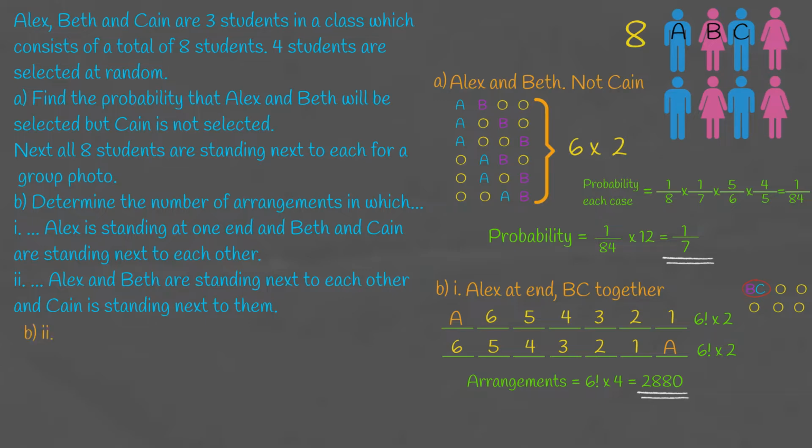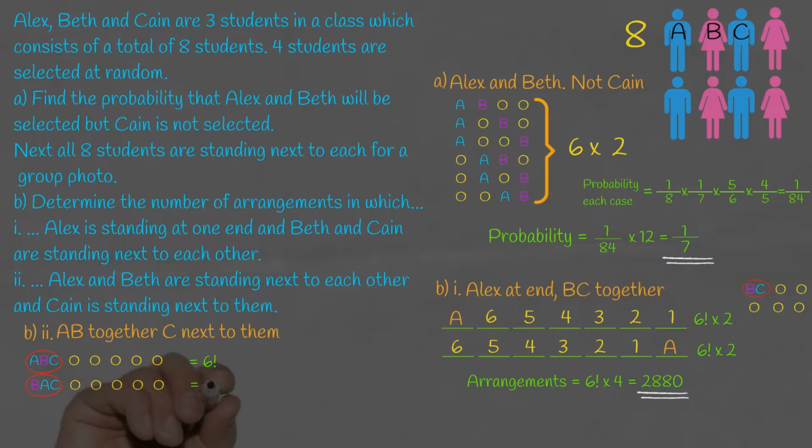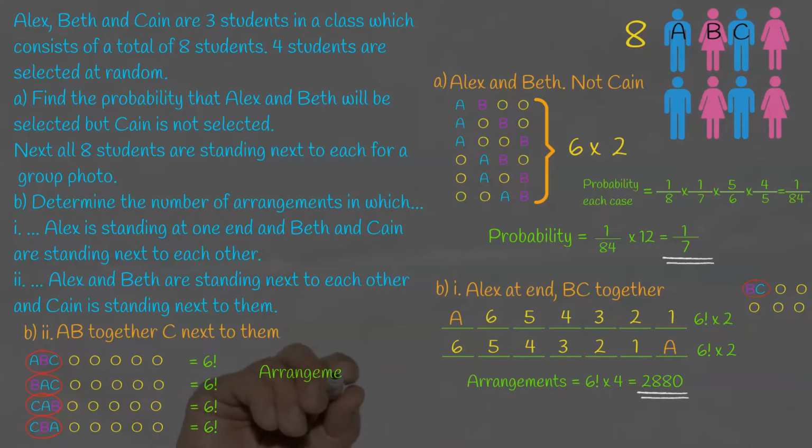And then we need to find the number of arrangements where Alex and Beth are together and Cain is standing next to them. So if we write down all the arrangements where Alex and Beth are together with Cain next to them, we come up with these 4 different scenarios. And in each row, we have 6 factorial ways of organising them because there are 6 items to rearrange. So the total number of arrangements is 4 times 6 factorial, which is 2,880.